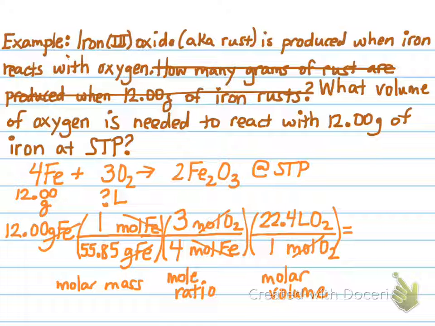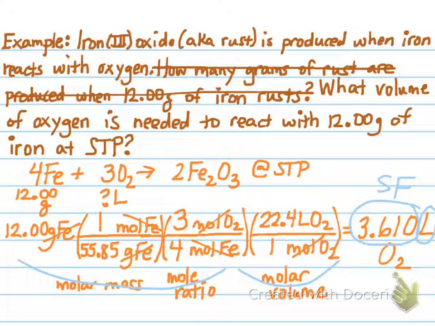I want 4 significant figures. My calculator gives me 3.609668756, but I need 4 significant figures because 12.00 has 4 significant figures. So that would be 3.610 liters of oxygen. Again, a problem like this would be worth 5 points. 1 point for your answer, 1 point for units, 1 point for significant figures, 2 points for your work.